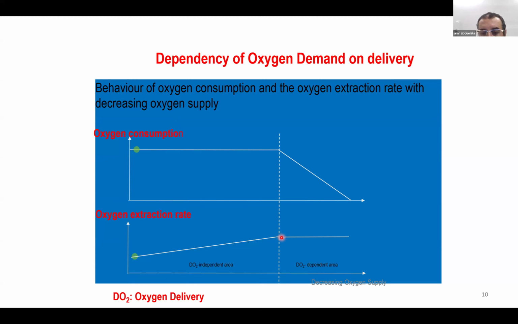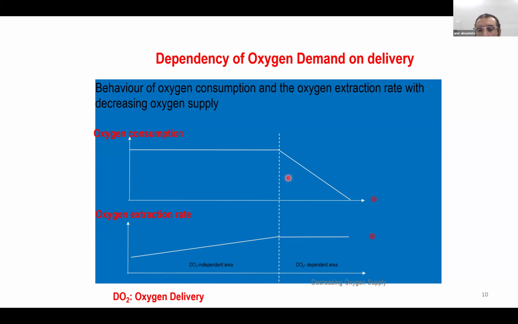At this stage, the body will not be able to compensate anymore. We will go to the more dangerous area, which is the delivery-dependent area. Here we can see that with the oxygen extraction at its maximum, any drop in the oxygen supply or oxygen delivery will be associated with a drop also in the oxygen consumption. And this is the delivery-dependent area, which is the area we don't like to reach in our patient.